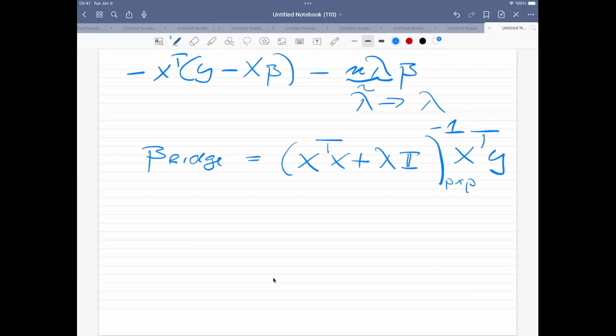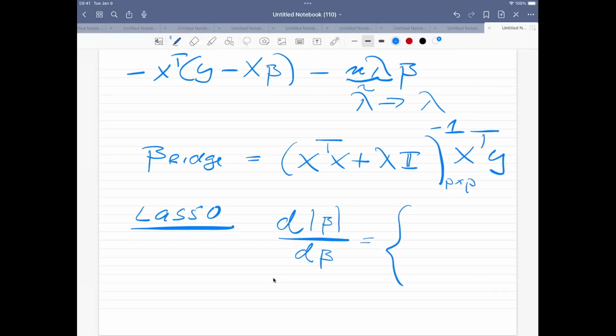Now, lasso regression, since it has a derivative of an absolute value, will not give you a nice analytical expression. It has to be solved numerically. Just to remind you, ridge regression gives us a nice expression. Lasso, on the other hand, involves the derivative of the absolute value of beta with respect to beta. And that gives a discontinuity around 0. It will be +1 for beta larger than 0 and -1 for beta less than 0.